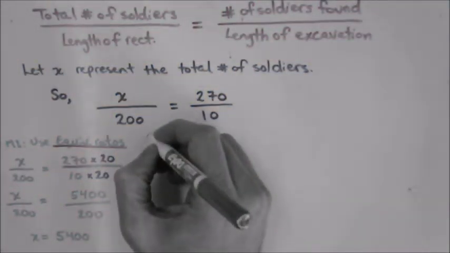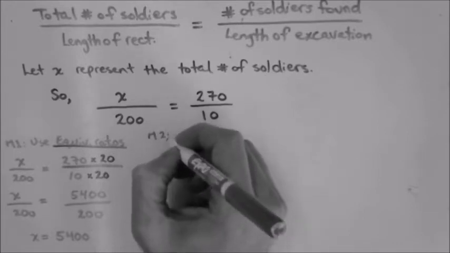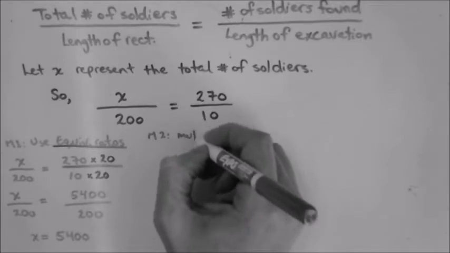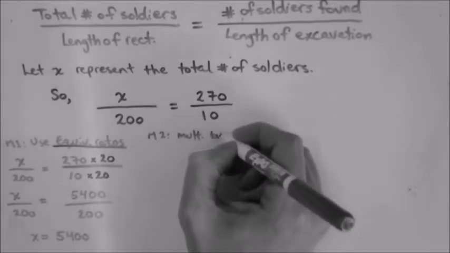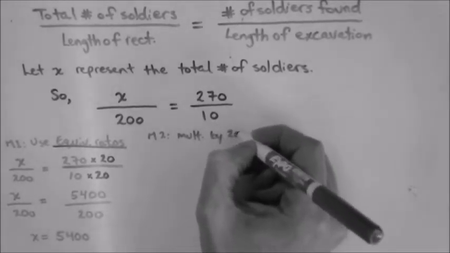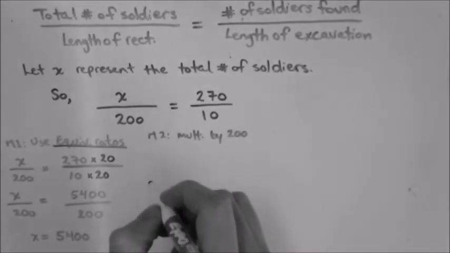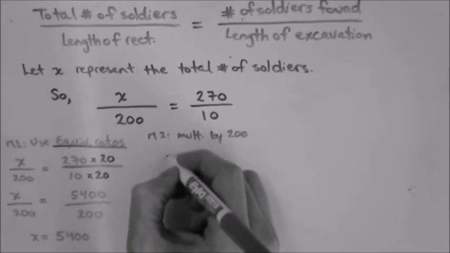Method number 2, we're just going to tell what we're going to do. We're going to multiply by 200. And that sounds not really a great description of what we're doing, but this would be my favorite strategy.